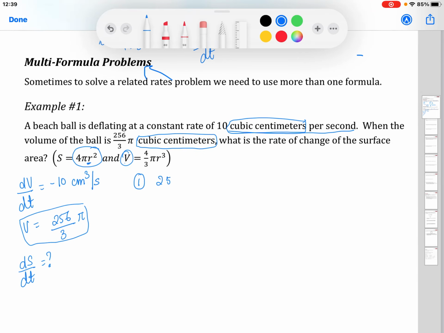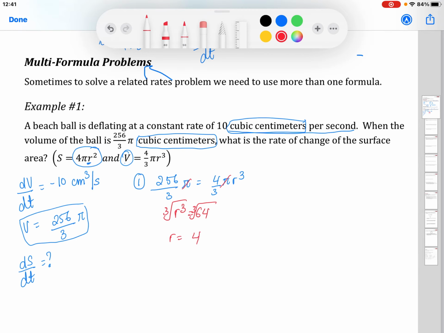So it's 256 over 3 pi equals 4 over 3 pi r cubed. Now if you cross multiply, the pi's cancel out, and the 3's also cancel out, and 256 divided by 4 is 64. So r cubed is equal to 64. You just cross multiplied. And then take the cube root. The cube root of 64 is 4, because 4 times 4 times 4, or 4 to the third power, is 64. So r is 4. So I found my r.